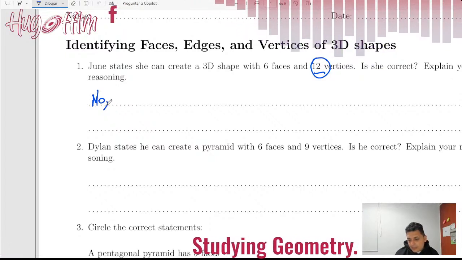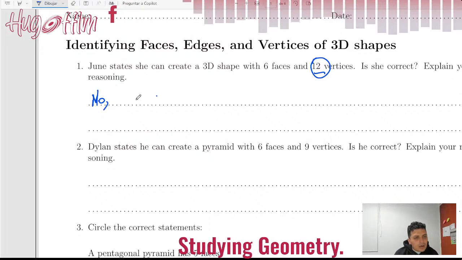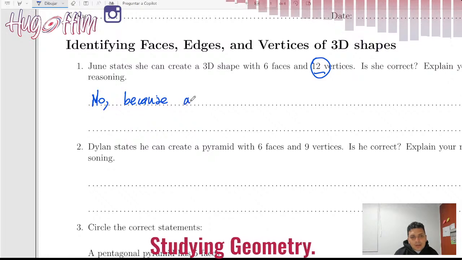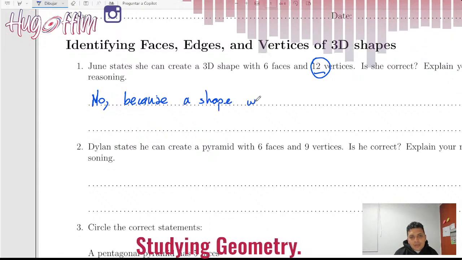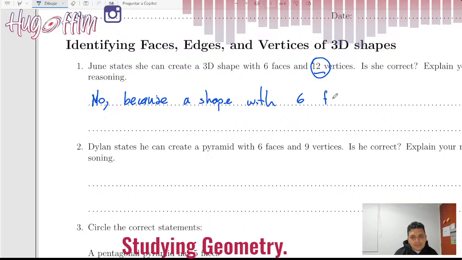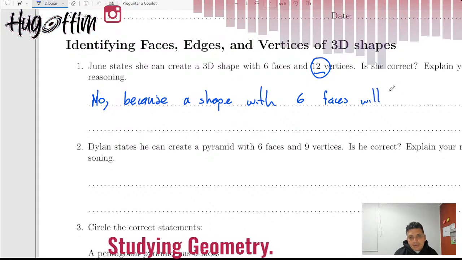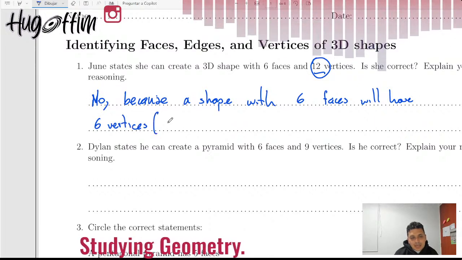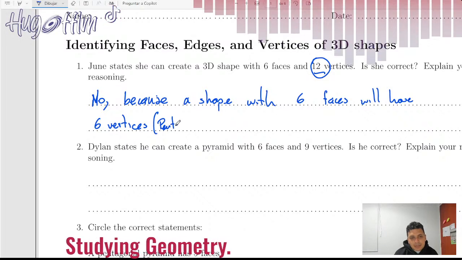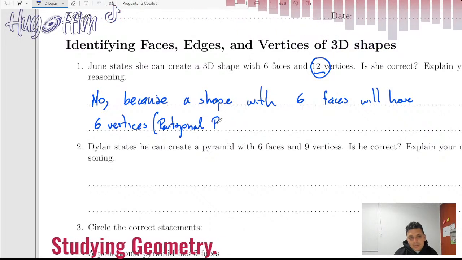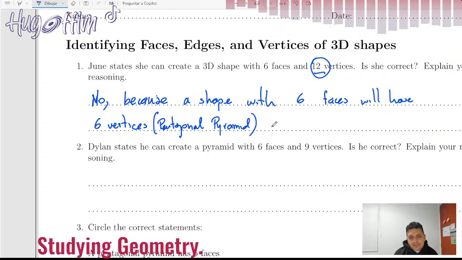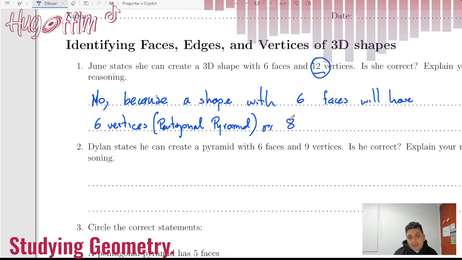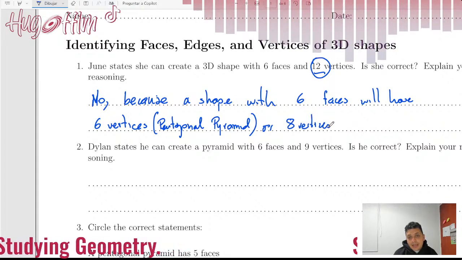Why is she not correct? Because a shape with 6 faces will have 6 vertices, that is a pentagonal pyramid, or 8 vertices, that is a cuboid.